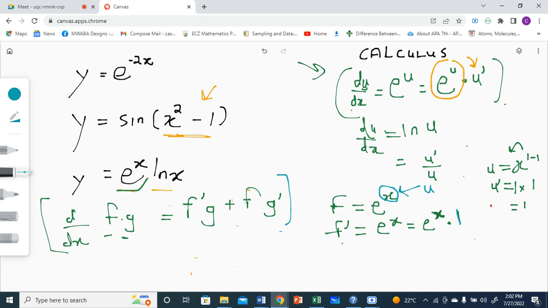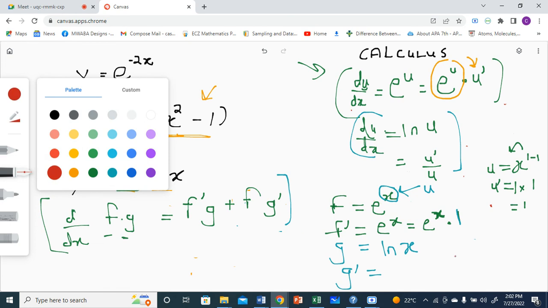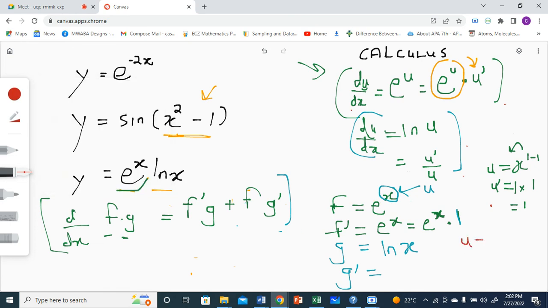Then our g in this case is the natural log of x. If we want to derive g, which is g prime, we're going to use this principle here: the derivative of the natural log of u equals u prime over u. So what is my u in this case? My u is x. You derive u. We've derived x already. The derivative of x is 1.